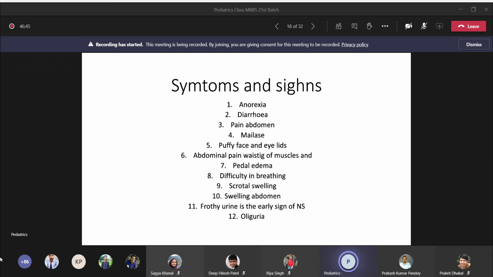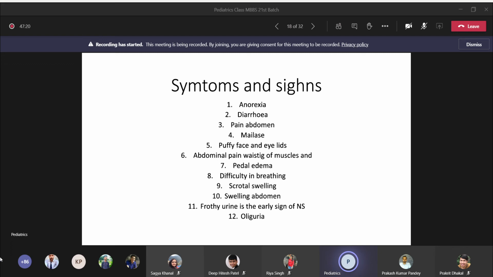You can ask me why there is anorexia, because there is congestion of the intestinal mucosa. And why is there diarrhea? Because of congestion also. Why is there pain abdomen? There are so many causes of pain abdomen. One is ischemia of the intestinal blood vessels. The others are due to some drugs. The patient is taking either corticosteroids or some other drugs. It may also cause pain abdomen. Then there may be malaise.